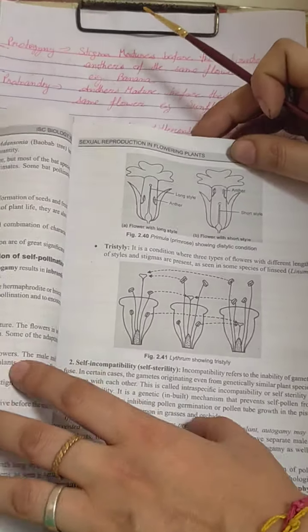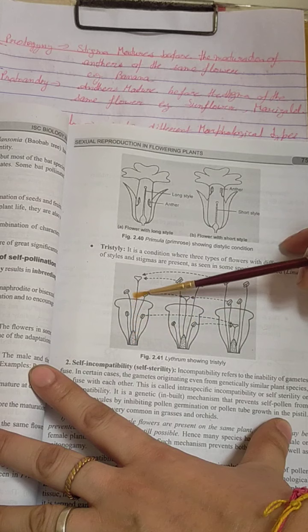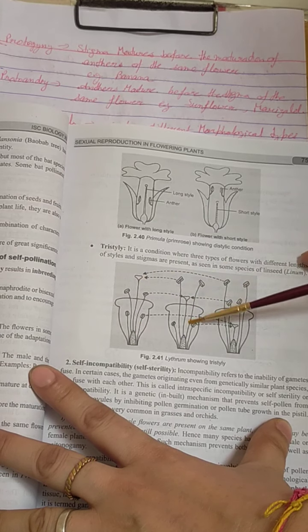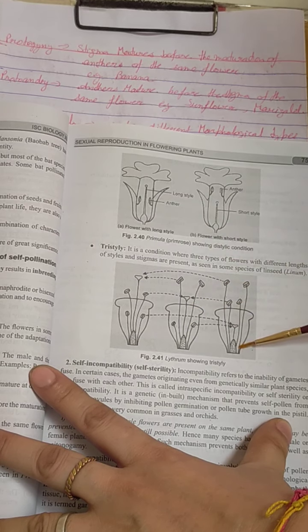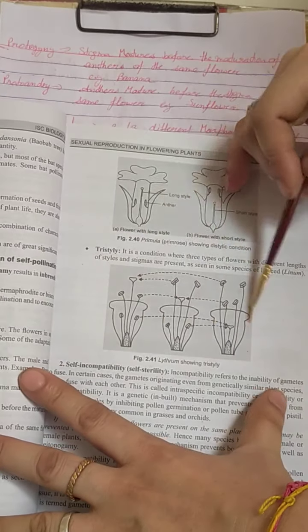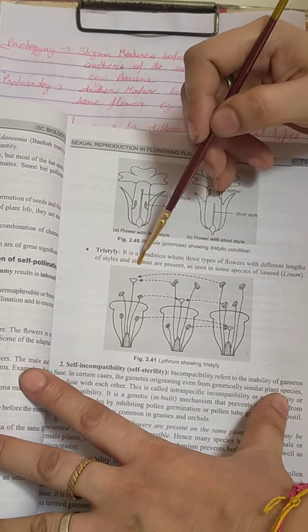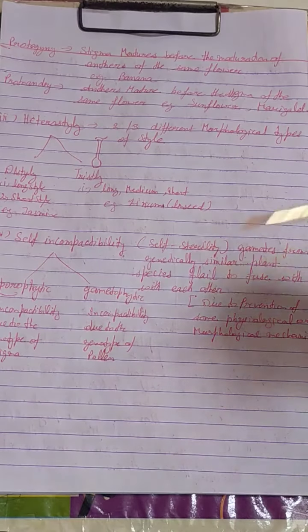This will be the distyly condition, and in the tristyly condition, styles will show three types. That is, in one case the style will be long, in another it will be medium length, and in the third it would be a short style. And all these conditions will avoid self-pollination, which cannot occur in all these cases. So these are the strategies to avoid self-pollination.